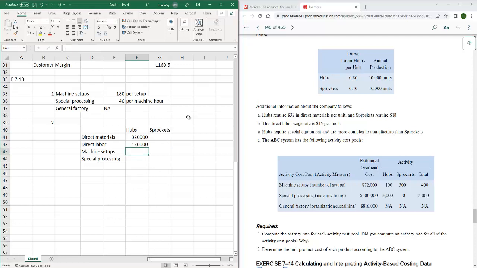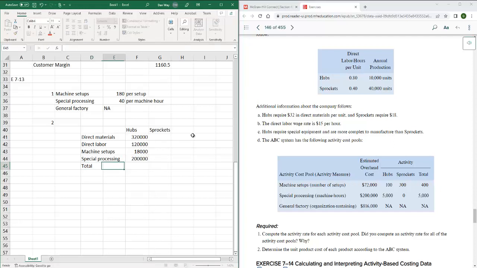Then we had the machine setups. We just figured out that the rate for that was $180 per setup. So we'll multiply that by the 100 setups that we think we're going to need to perform to make all these hubs. And then special processing, we had $40 per machine hour. And we'll multiply that, again, just to be explicit here, by the 5,000 machine hours required for special processing of the hubs.